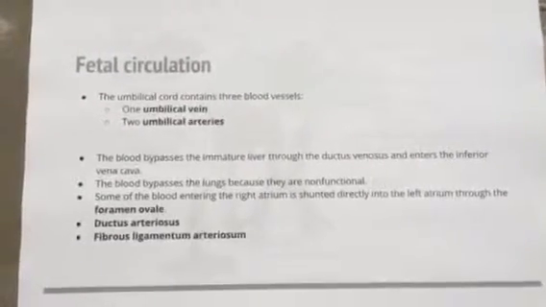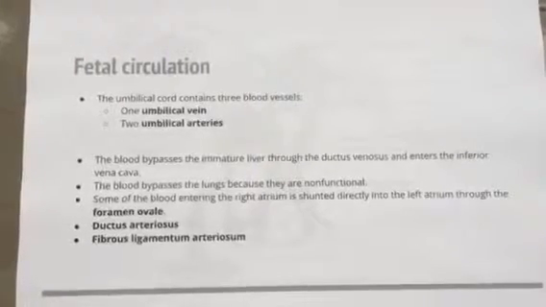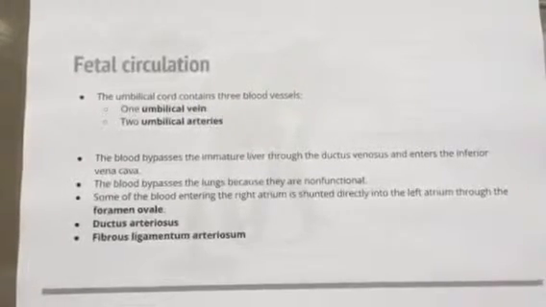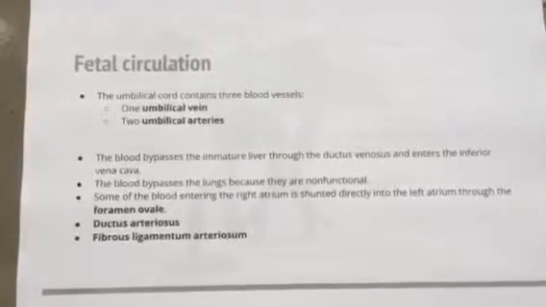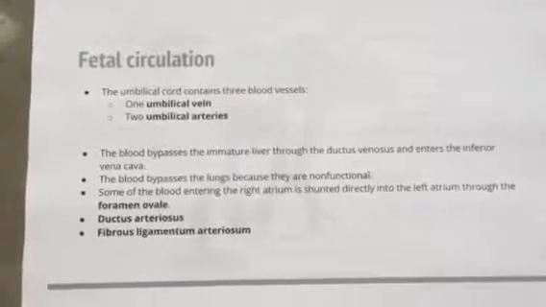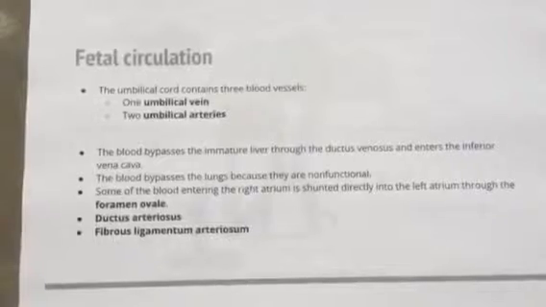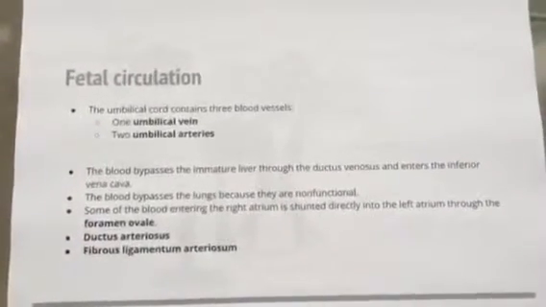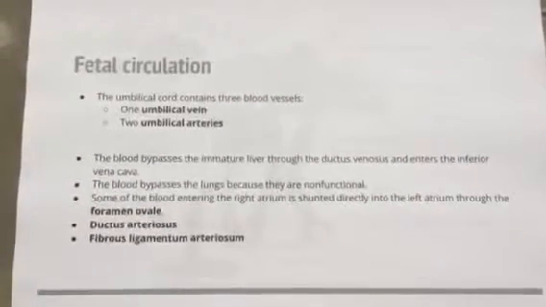Fetal circulation. The exchanges take place in the placenta in fetal development. The umbilical cord contains 3 blood vessels, 1 large umbilical vein and 2 smaller umbilical arteries. The umbilical vein carries blood rich in nutrients and oxygen to the fetus, and the umbilical arteries carry blood rich in waste and carbon dioxide to the placenta.